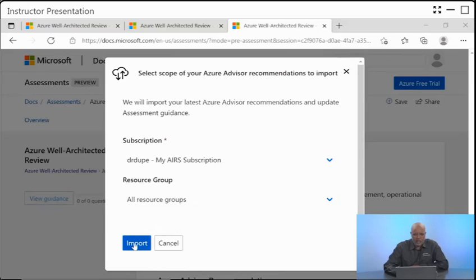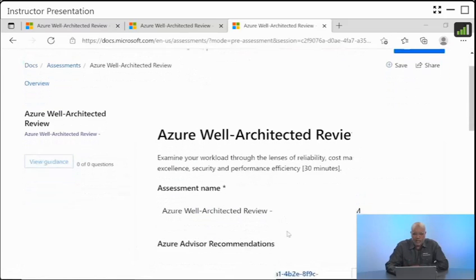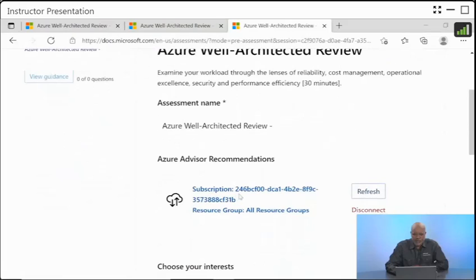Select import. And so what that's doing is, as I mentioned before, the Azure Advisor is a recommendation engine. And so it's constantly monitoring your workloads to give you recommendations on how to make them more well architected. And so we're going to import those recommendations into the tool. Okay, so now I've got this particular subscription and all my resource groups.